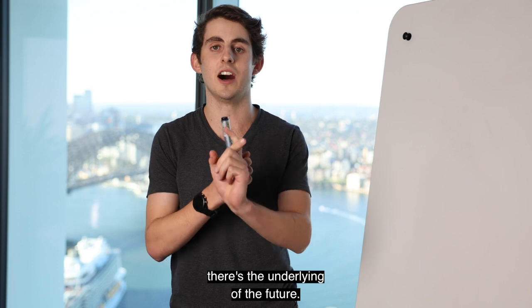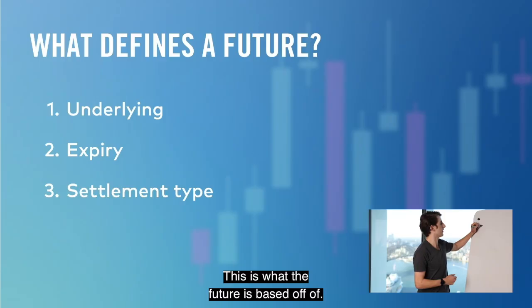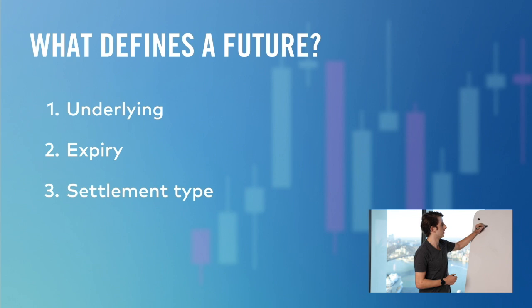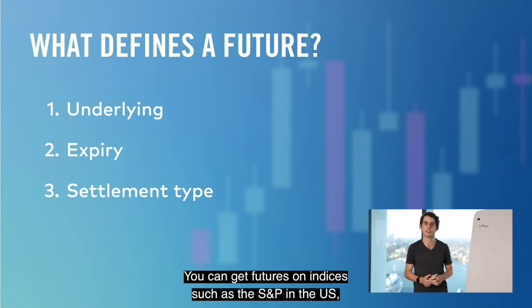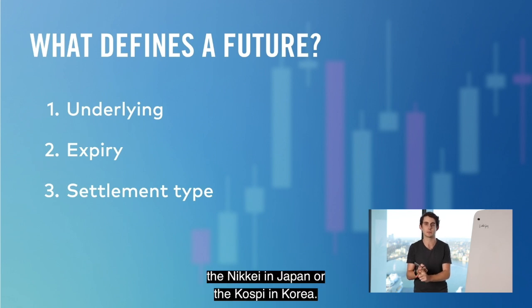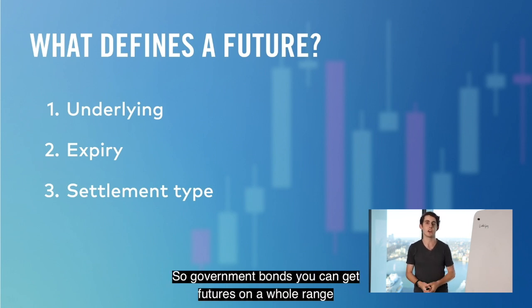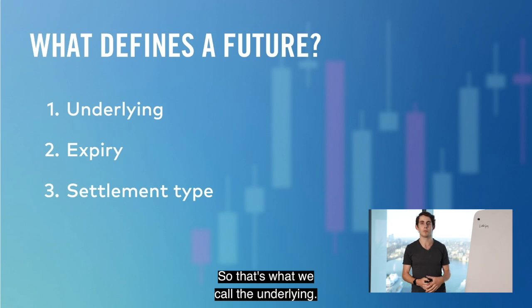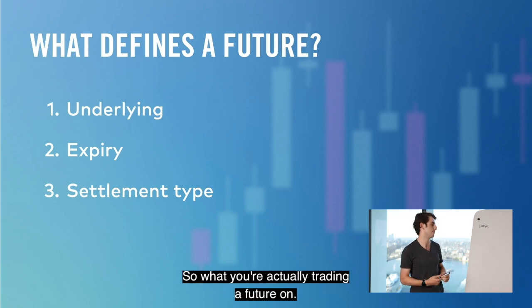To start off with, there's the underlying of the future. This is what the future is based off of. This can be a whole range of things. You can get futures on indices, such as the S&P in the US, the Nikkei in Japan, or the Kospi in Korea. You can get futures on commodities, such as oil, which we'll explore today, and then other things like orange juice concentrate or hogs. You can take futures on forex pairs, so for example, the Aussie dollar, US dollar pair. You can take futures on things like treasuries, so government bonds. You can get futures on a whole range of financial products. So that's what we call the underlying, so what you're actually trading a future on.